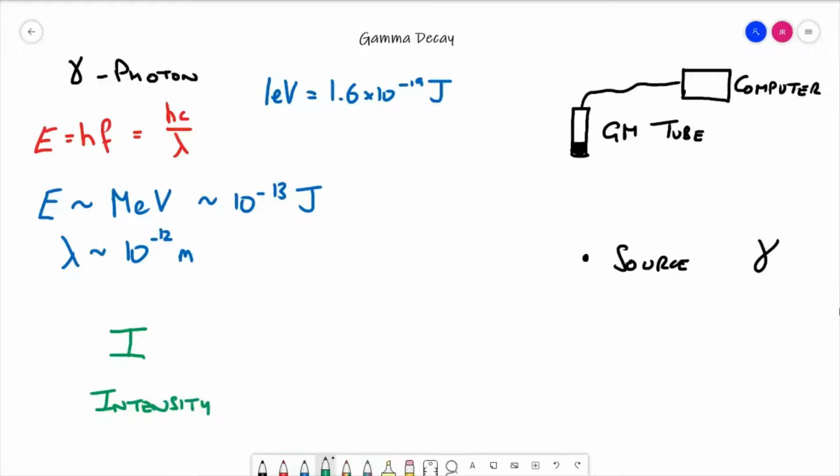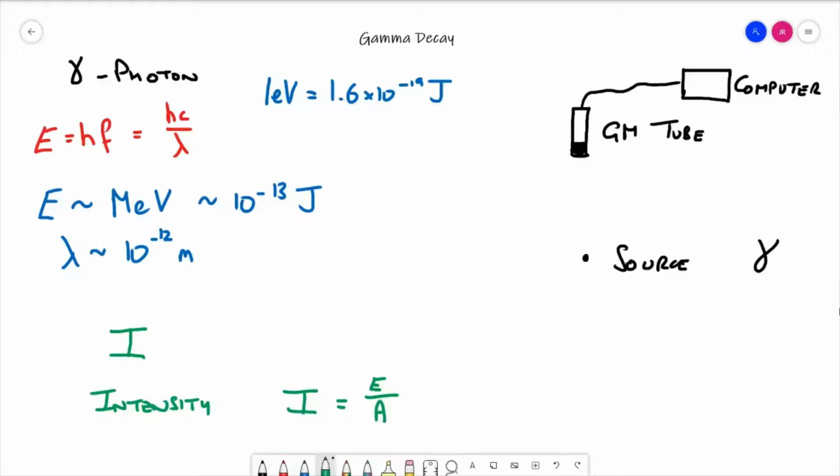Now, intensity is an interesting measure. Intensity is defined as the energy per unit time per unit area. So as a rough idea, intensity is equal to energy divided by area. That will obviously give you an idea of the number of particles per second that a GM tube or some kind of radiation detector would be counting.